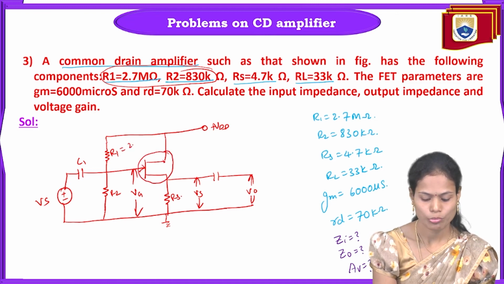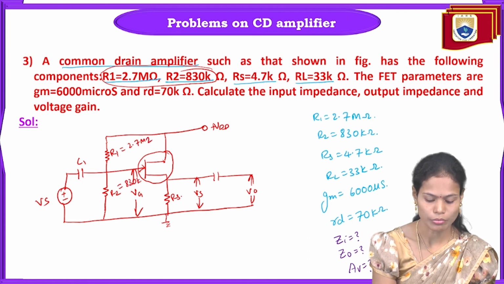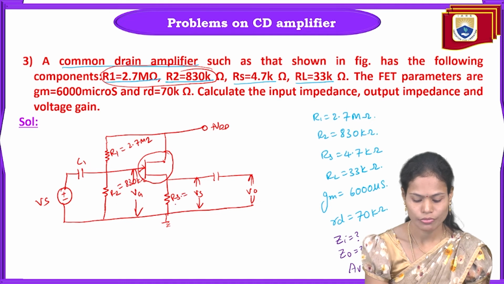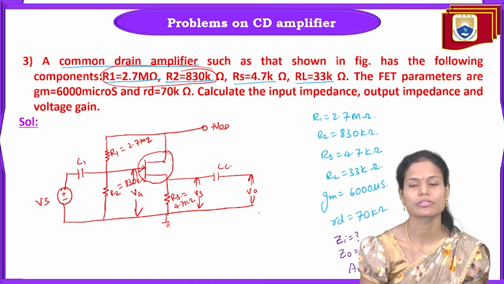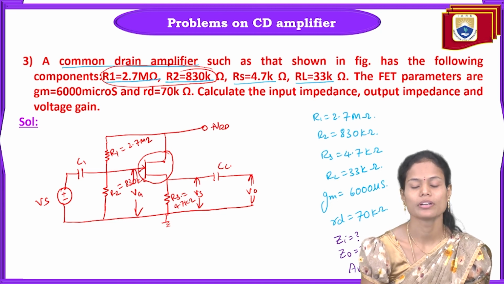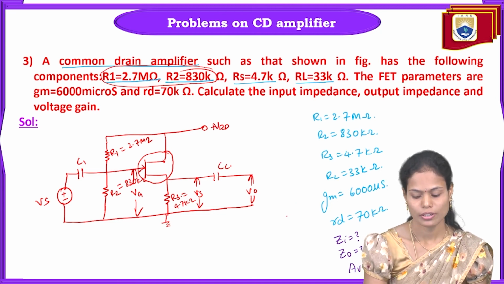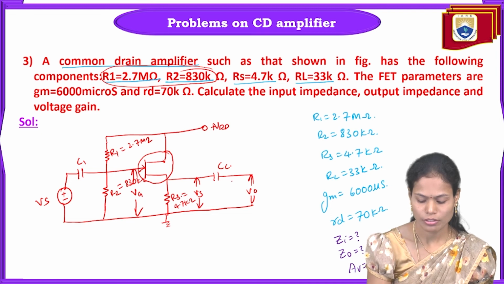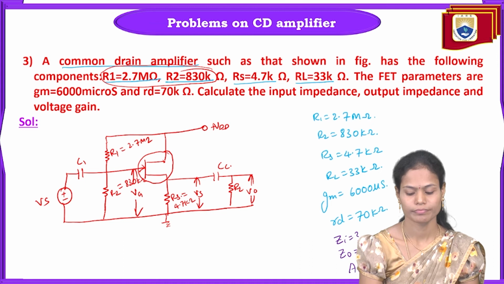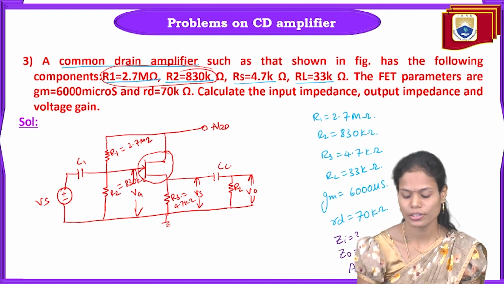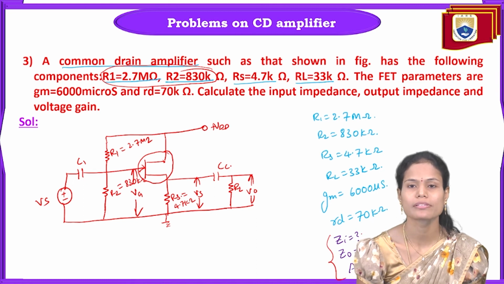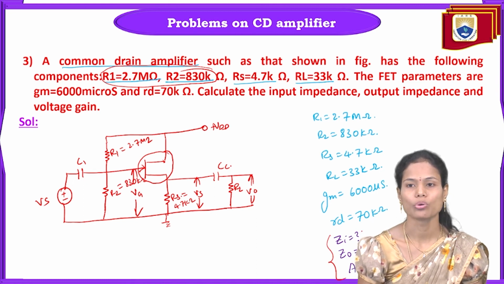So R1 is 2.7 mega ohms, R2 is 830 kilo ohms, and RS is 4.7 kilo ohms. This is the coupling capacitor to couple the output voltage, or to measure the output voltage. And we are also having the load resistance RL. So this is the circuit given. From this circuit we need to calculate all these input and output impedances as well as the voltage gain.